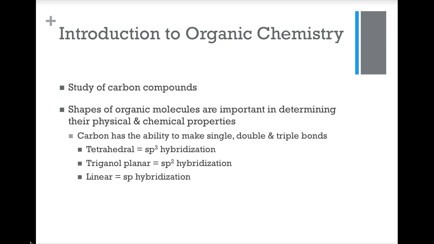Lastly, carbon can be linear in shape, and it can do that by making either 2 double bonds or 1 single bond and 1 triple bond. In those cases, that is linear and it's sp hybridization. Now, if hybridization seems a little bit fuzzy to you and you don't remember talking about it last year, there is a handout in our Moodle page that is called VSEPR, Molecules and Shapes, so you may want to look through that.